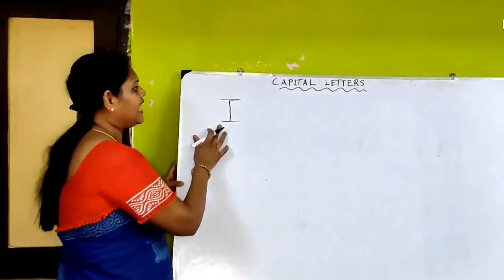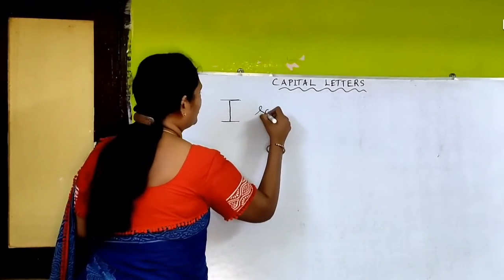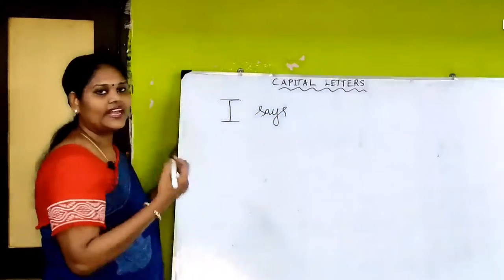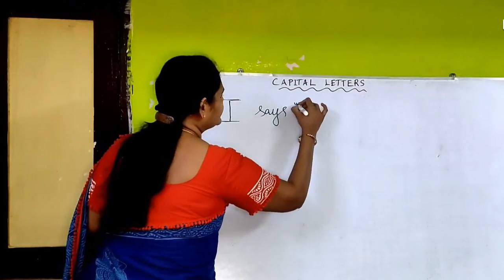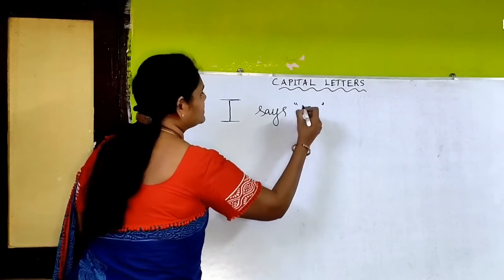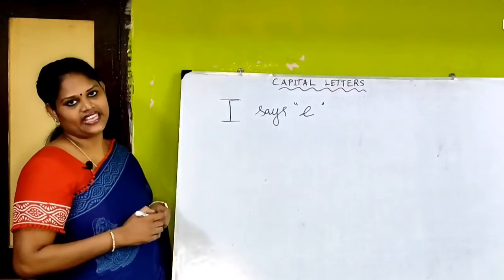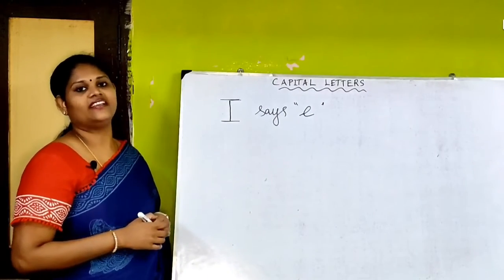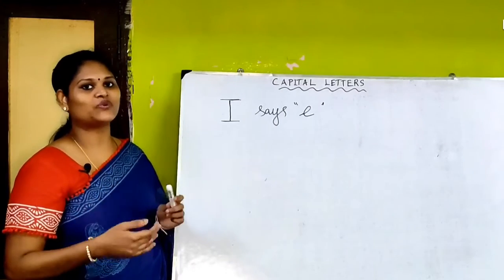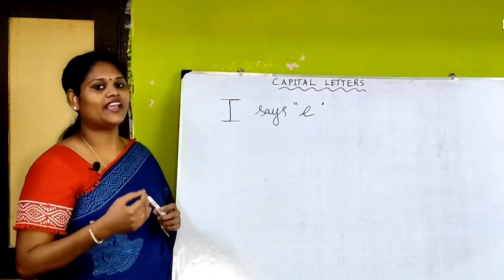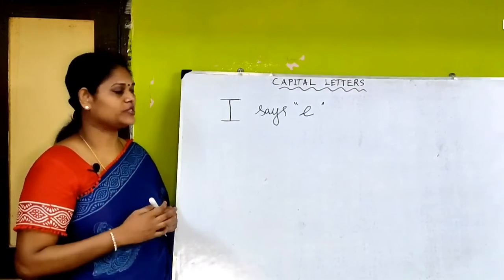This is capital I. So, if you pronounce I, you can hear E sound. So, I says E. This is cursive E. I says E. Can you hear the sound E? Kindly repeat the phonetic sound to your child. Then only he or she may observe the sound.